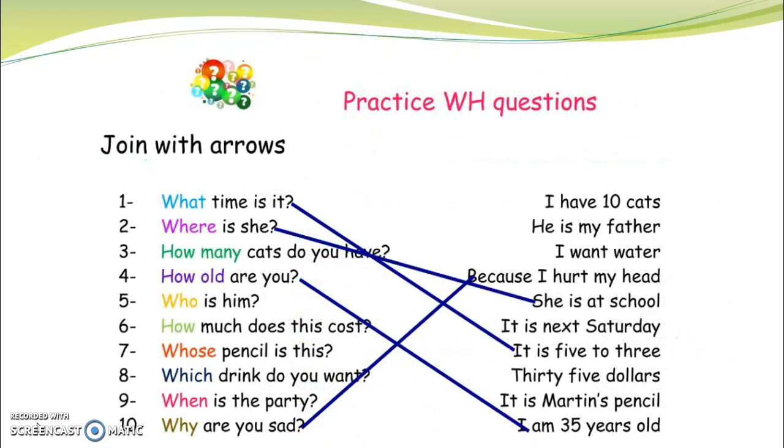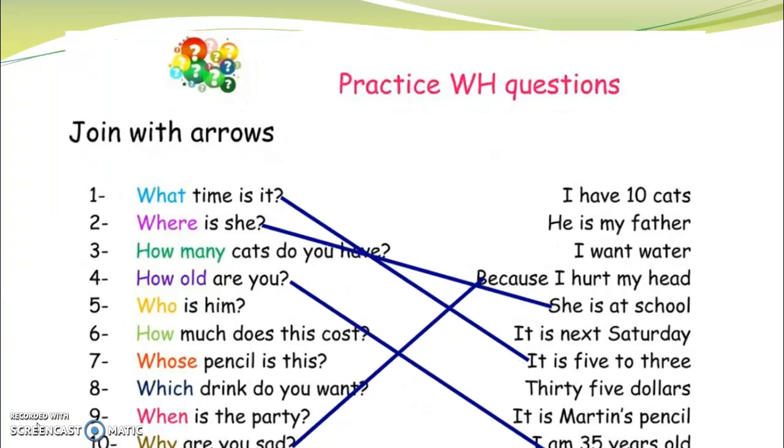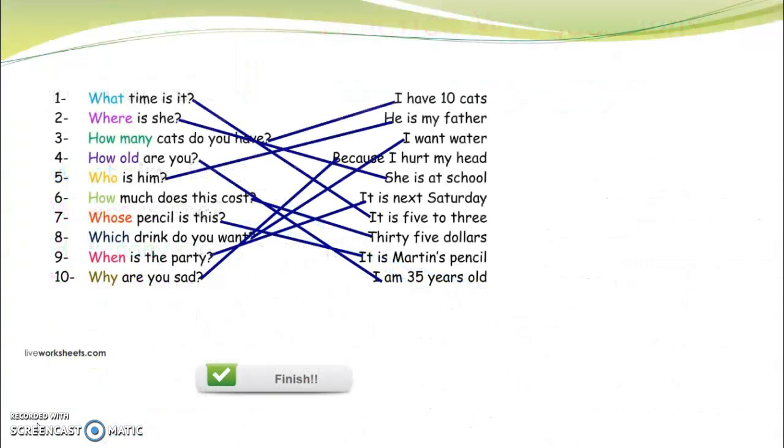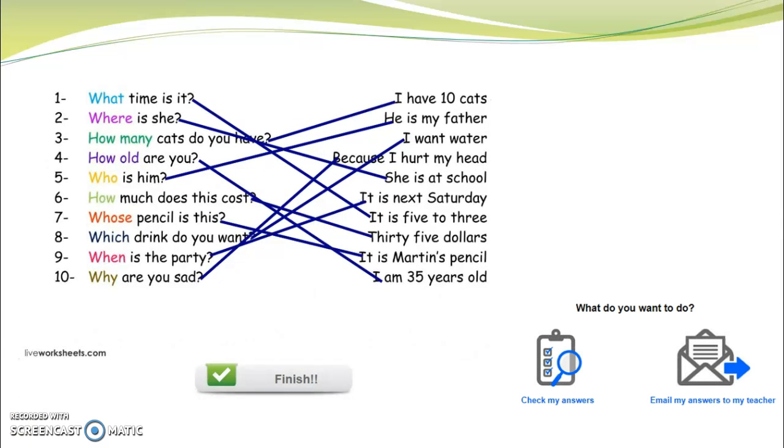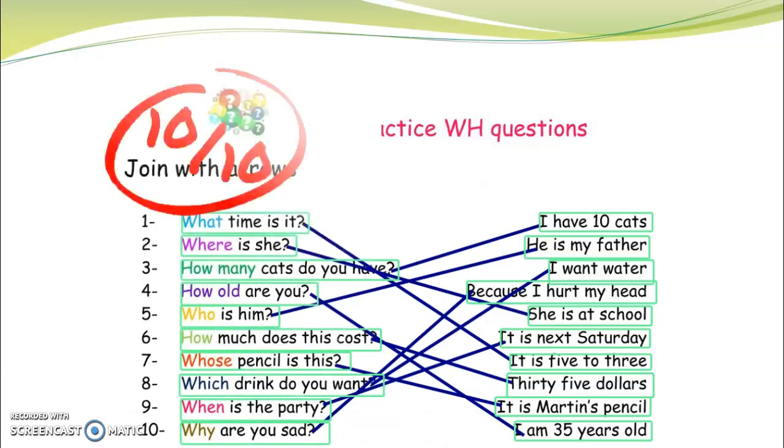Then as you can see on the screen, it appears that I have made some of them, and when you finish that you can just click on the finish button and then a box will appear where you have to click on the check button, check my answers, and then after that you will get your final score.